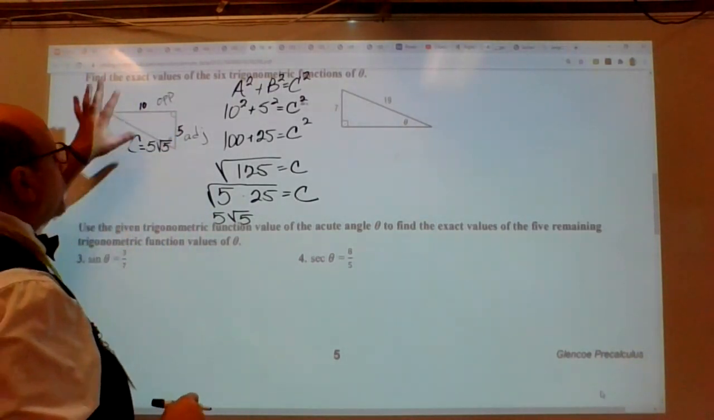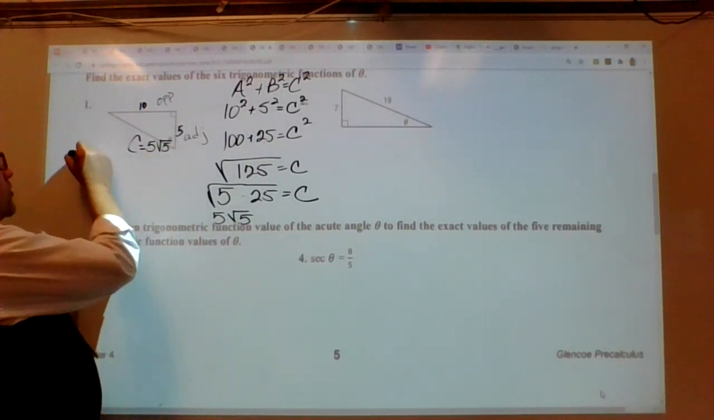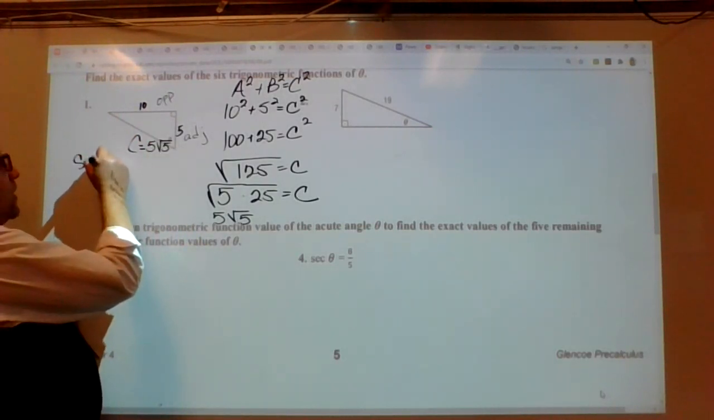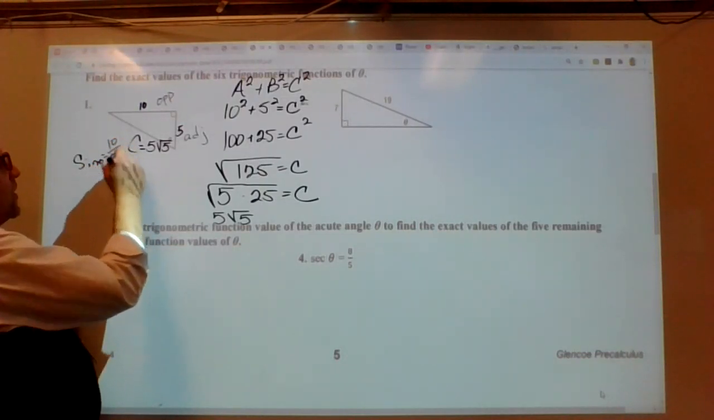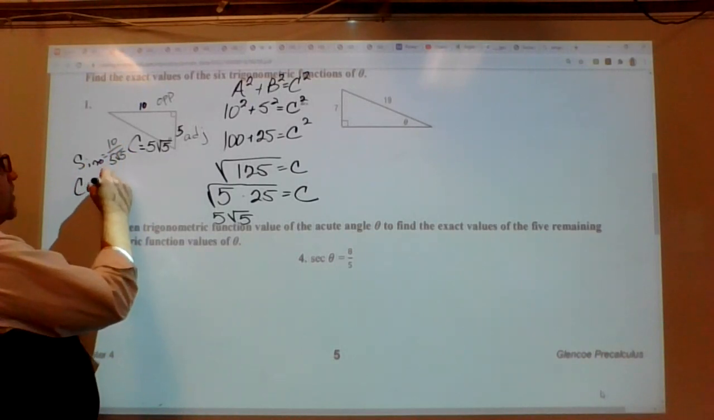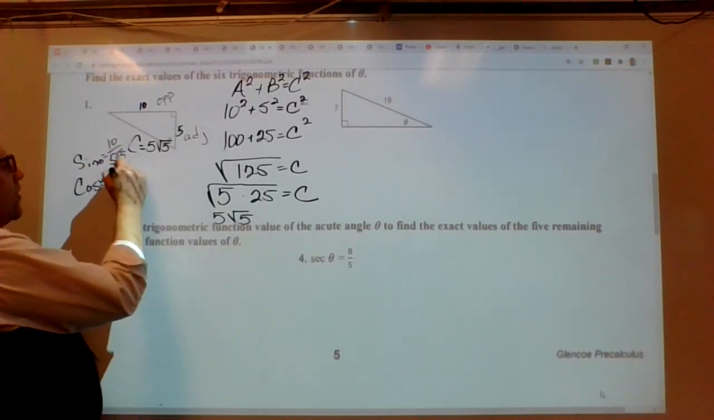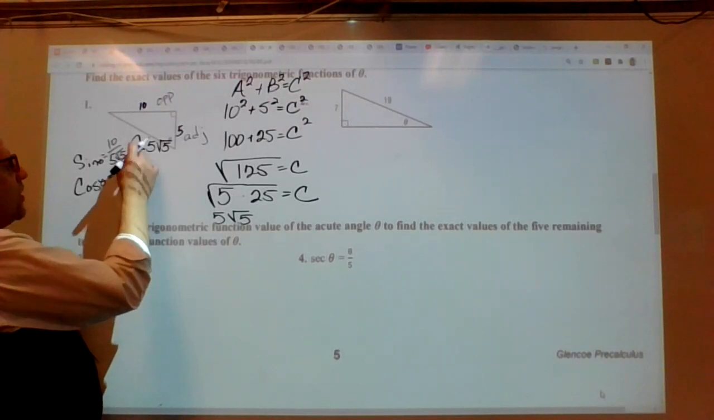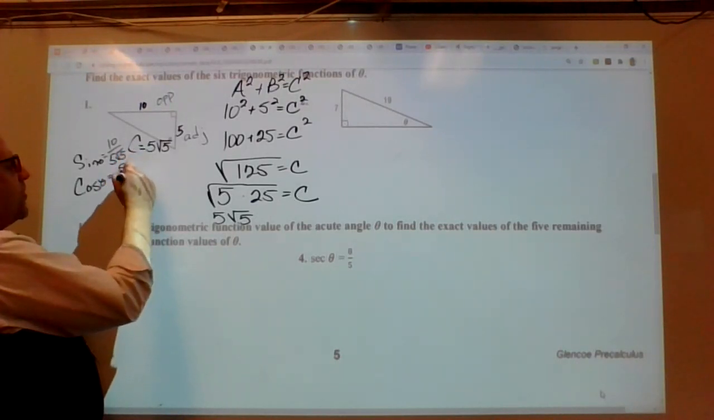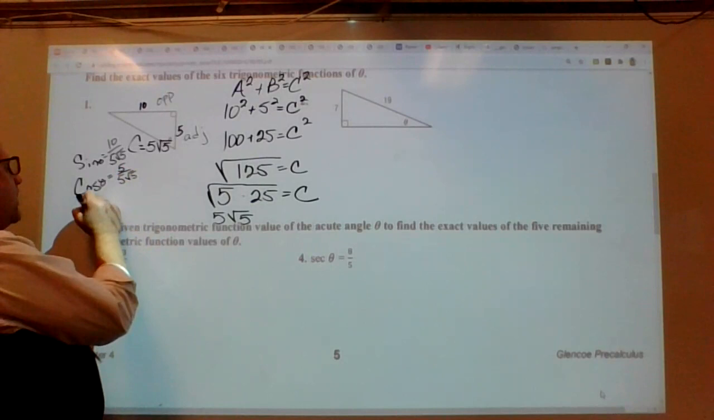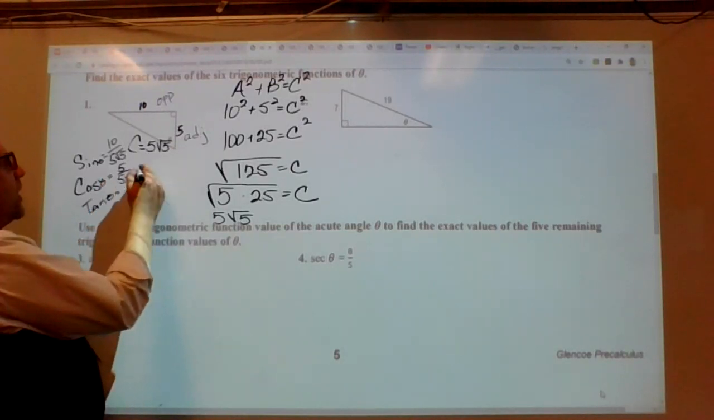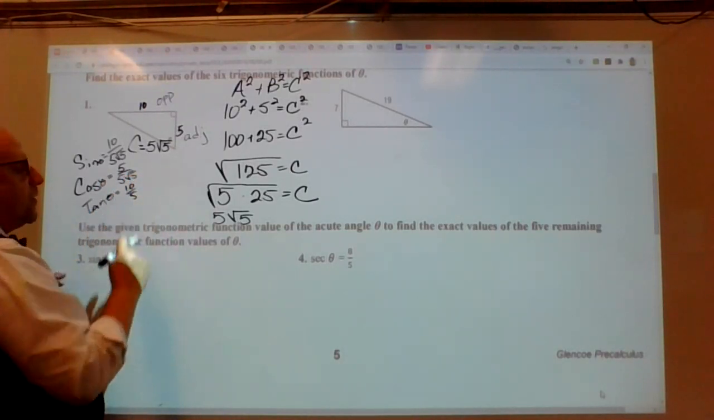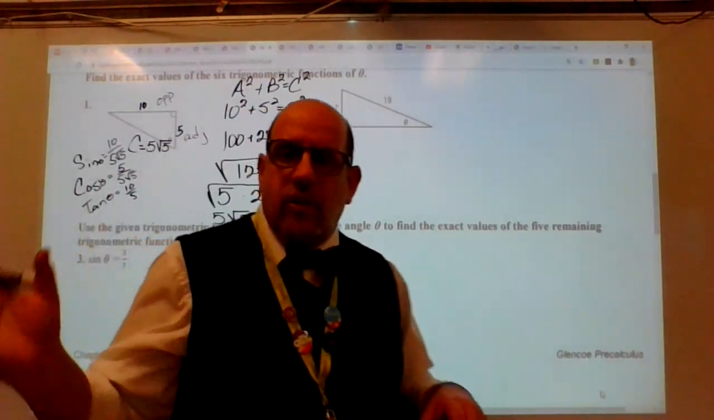And so now we have everything we need, right? We have our sine. The sine of theta equals 10 over 5 root 5. Cosine equals 5 over 5 root 5. And tangent equals 10 over 5. All right, and the others are the reciprocals.